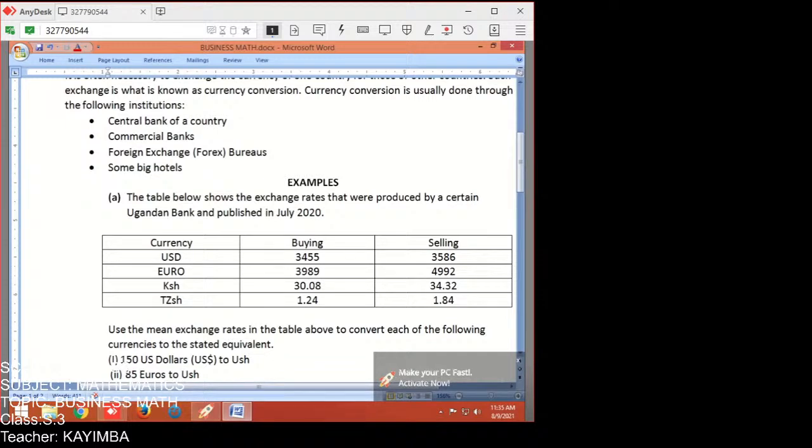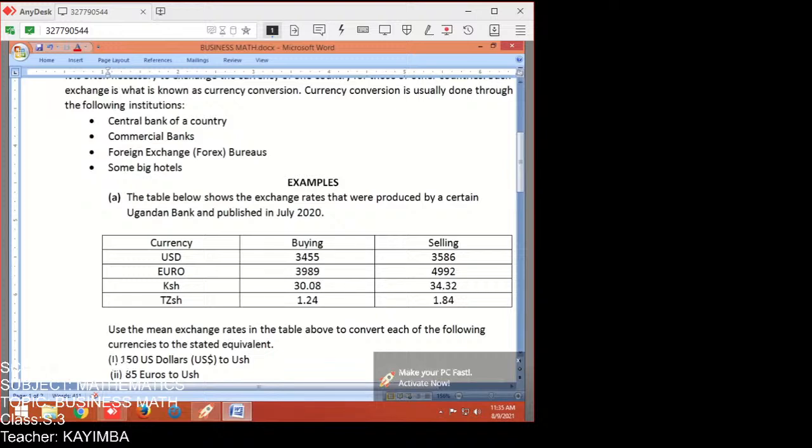That was for 2020. So don't go to your friend and tell them, from here I know how much they buy $1. They buy it at 3,455. You'll be ashamed. These things keep on changing. They cannot keep for the whole month. They may keep for the whole month, but they can even change in a day. Okay? So don't go there and argue.